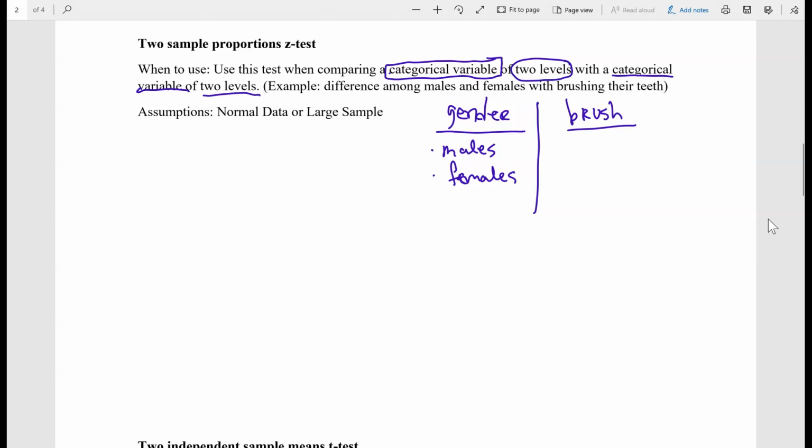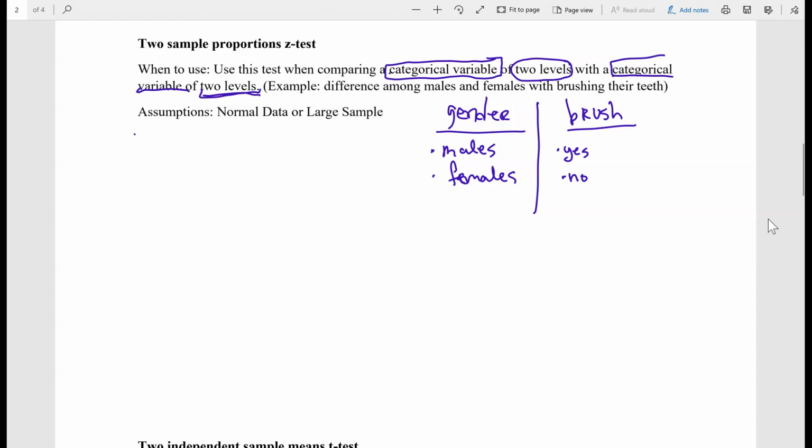then you're gonna be using this two sample proportion z-test. Now you also have to compare it with another categorical variable that also has two levels. In this case, brushing your teeth is gonna be either a yes or a no. Either you brush them or you don't. Here, that's I think the trickiest part to know. Now, if you have more levels, you will use another test that I will talk about later on in another video.